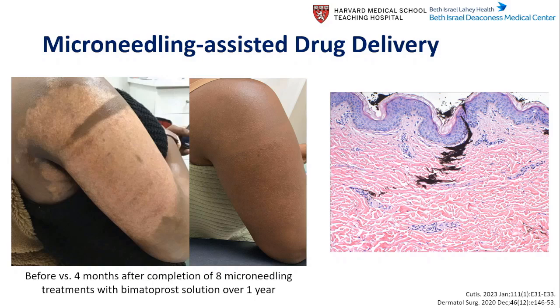Okay, if you don't have fractional non-ablative or ablative lasers, you can actually use microneedling. The right side is a photo from our paper. We did microneedling and then applied the tissue marking ink, black color. And you can see that through the channels created by microneedling, the ink can penetrate to the dermis. So on the left side, a patient used microneedling, I believe 0.25 millimeters, 8 times with the bimatoprost, and fully repigmented.